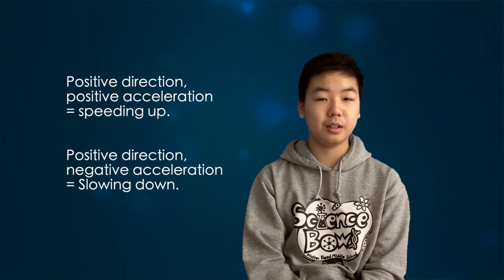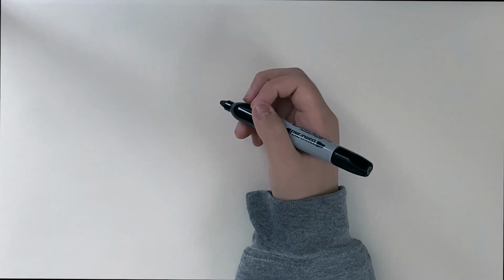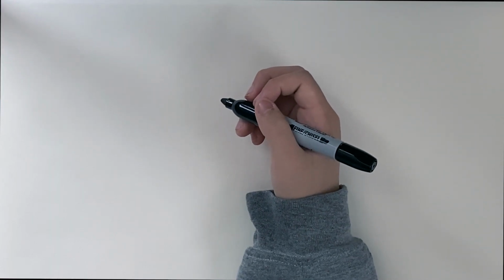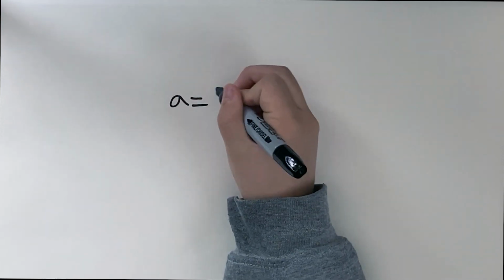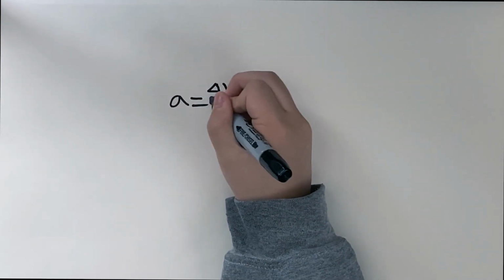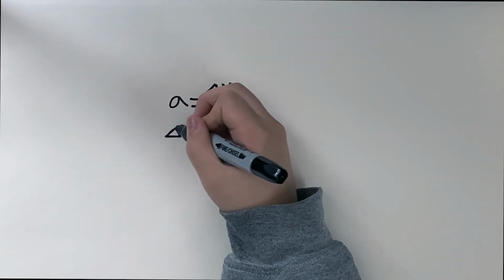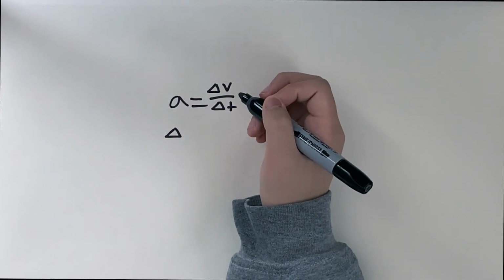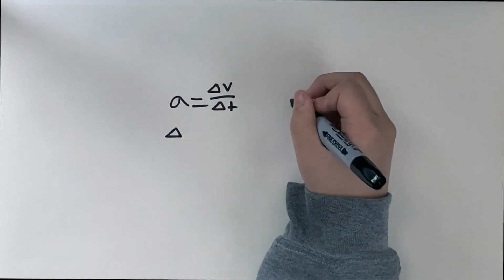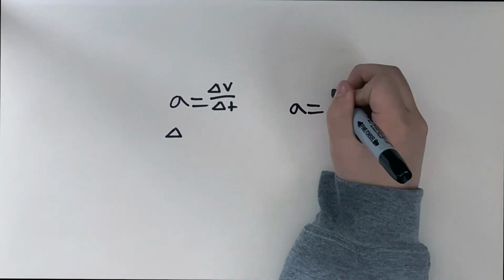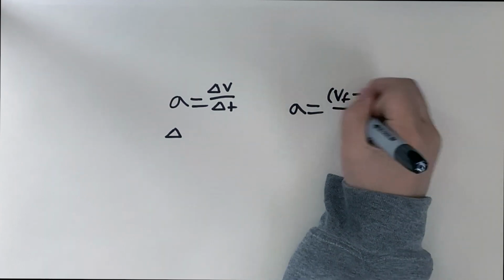For the examples I use, we're going to assume that the objects are moving in a positive direction. Since acceleration is the change in velocity during a certain time, the equation for acceleration is a is equal to change in velocity over change in time. This symbol, that looks like a triangle, is the Greek letter delta. In math and physics, it means change in. This can be simplified as a is equal to vf minus vi divided by t.